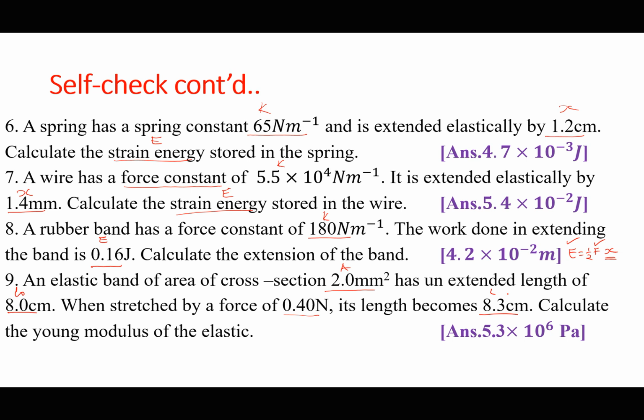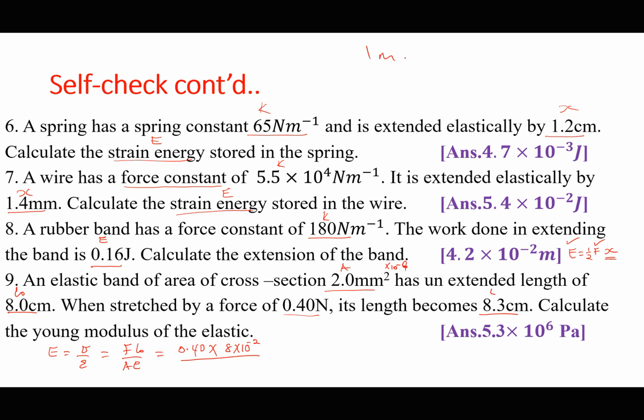Calculate the Young modulus. So remember, Young modulus is equal to stress divided by strain, which is the same as force times the original length over area times extension. So this is going to be equal to the force, which is 0.40. Original length is 8 times 10 to the power of minus 2 divided by area. We have to change the area from millimeters squared to meters squared. So this will be times 10 to the power of minus 6.